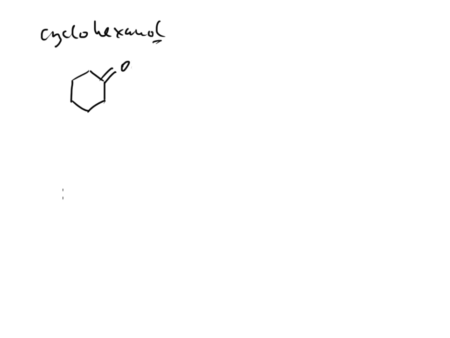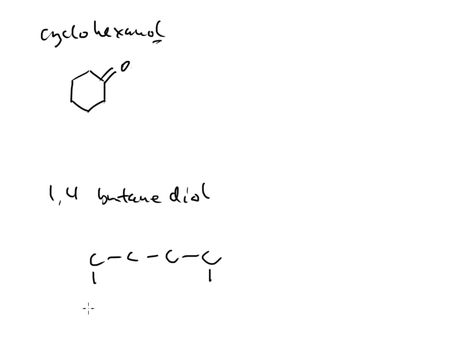Finally, the last one was 1,4-butane diol. Okay, so butane, but is 4. 1, 2, 3, and 4. So on carbon 1 and carbon 4, I have diol, which means 2 alcohol groups. Where are those 2 alcohol groups? On spot 1 and spot 4.